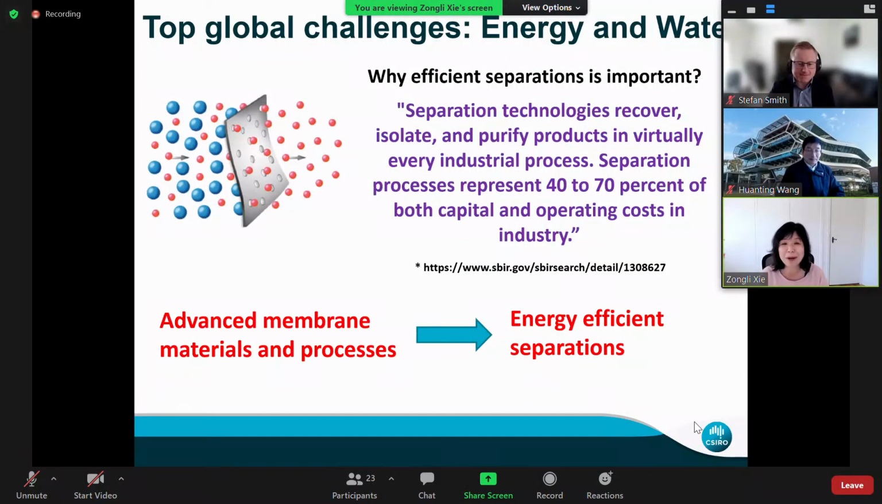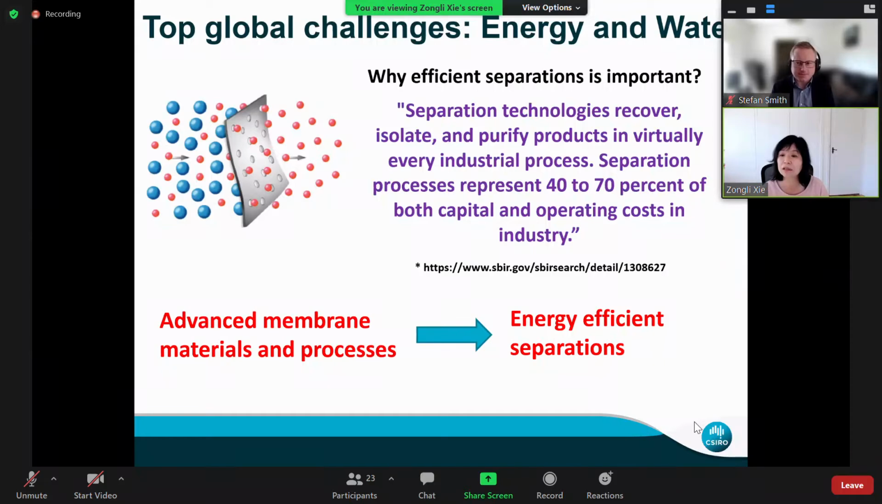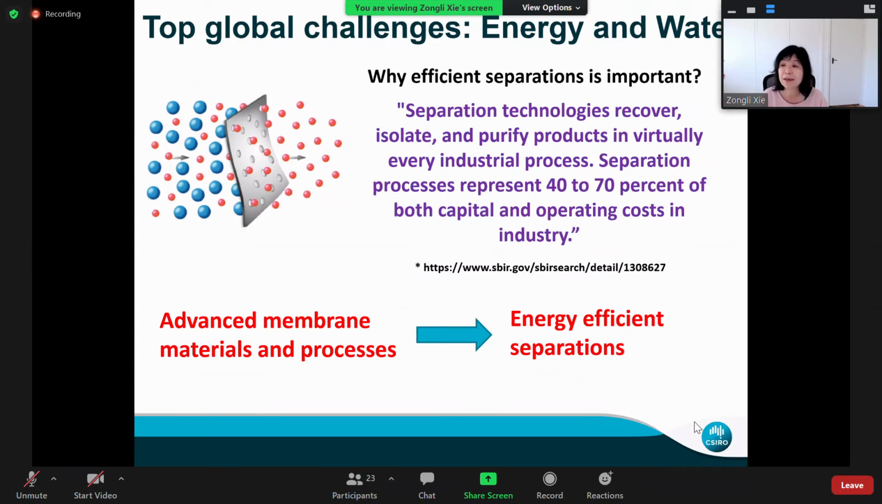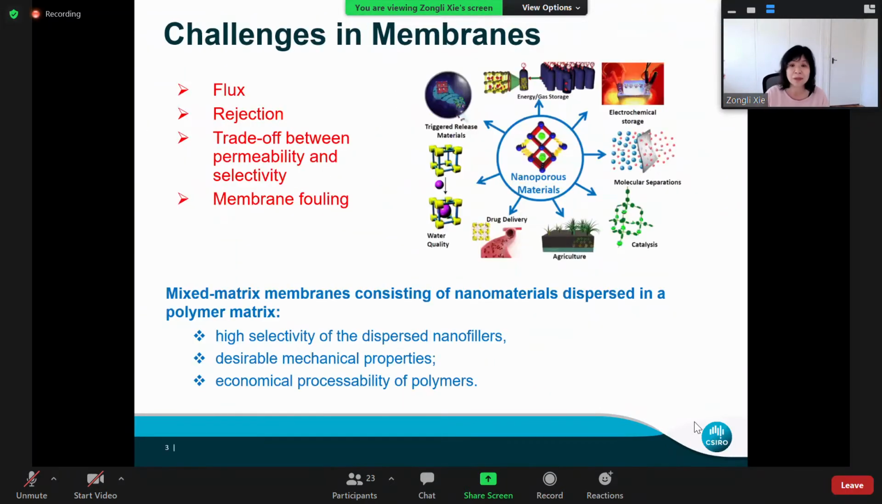And just a little bit of background, I guess that's one of the reasons I have brought all of us together. We know that energy and water have been top global challenges. We also know that efficient separation is really, really important, and it accounts for a very high capital and operating cost, with a large economic impact. Thanks to the advance of membrane technology and membrane materials, we are all working towards energy efficient separation.